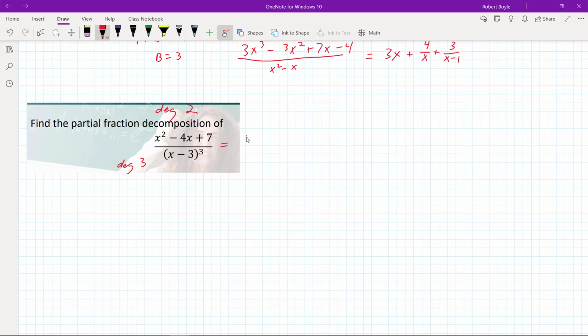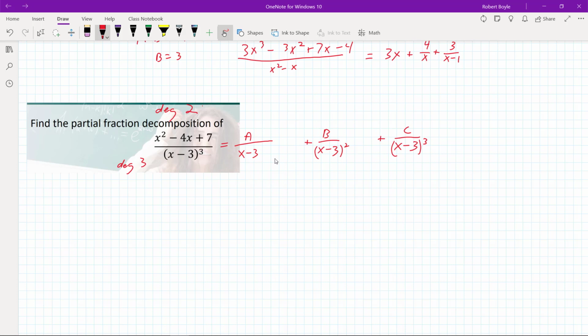is going to be equal to some constant a divided by x minus 3, plus some other constant b divided by x minus 3 squared, plus another constant c divided by x minus 3 cubed. And yes, I created some space here because I need to make my common denominator again.